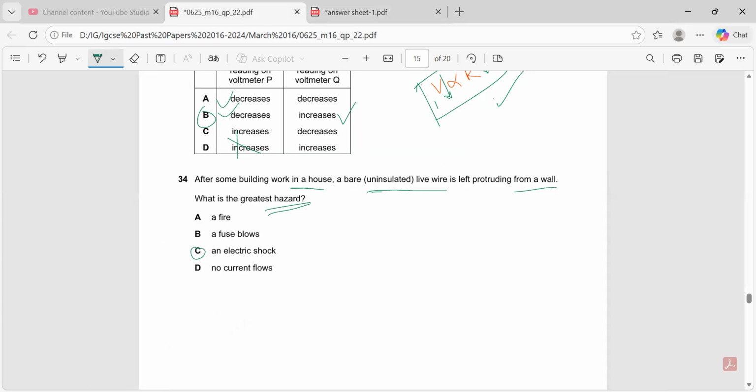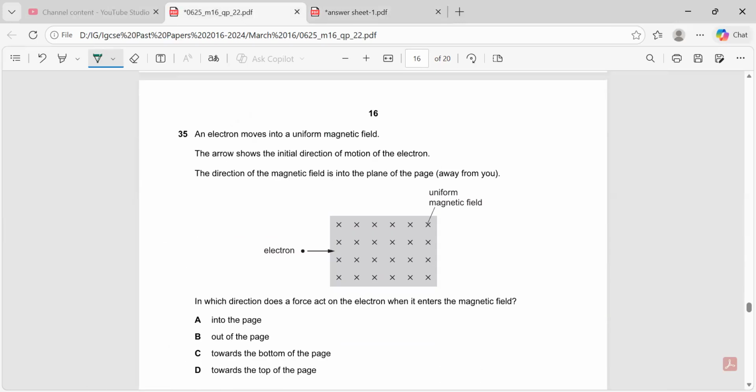Then 35. Yeah, this one is important. An electron moves into a uniform magnetic field. The arrow shows the initial direction of the motion of the electron. The direction of the magnetic field is into the page, away from you. In which direction does a force act on the electron when it enters the magnetic field? So, my dear friends, to answer this question, we need to use Fleming's left hand rule.